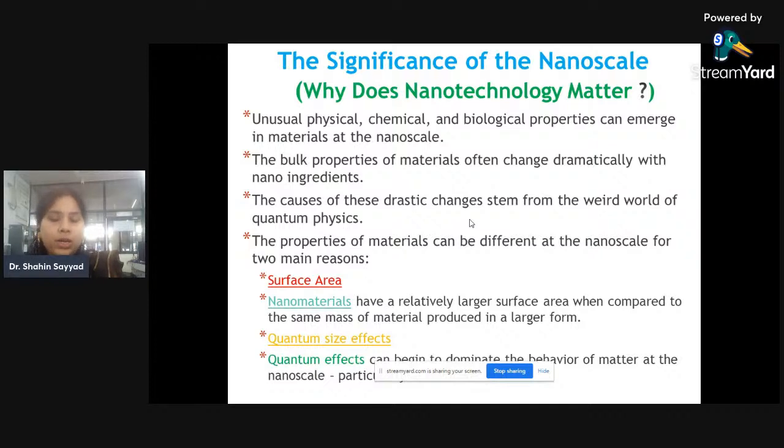Okay. So the properties of a material can be different at the nanoscale because of two reasons. One reason is the surface area. The change in properties was first attributed to the large surface area provided by the nanomaterials. Nanomaterials have a large surface area as compared to the volume. And because of the large surface area, a larger number of atoms are present at the surface, and that makes the surface more active.